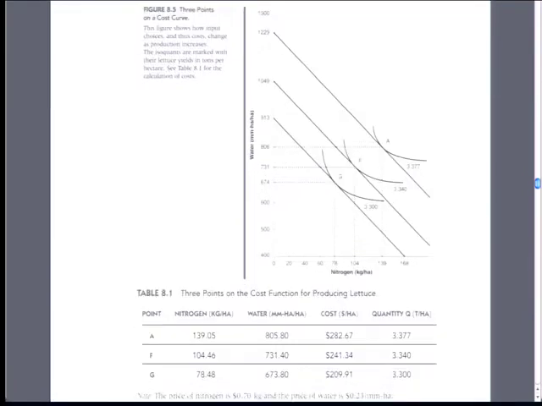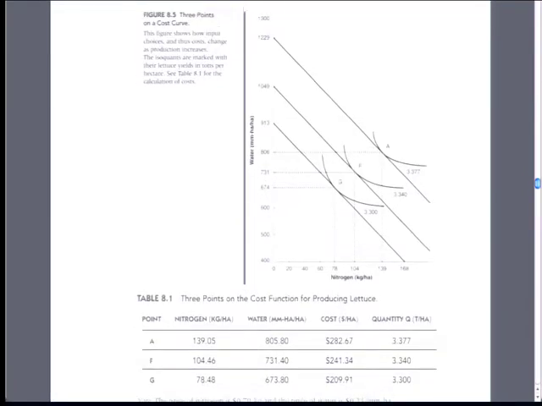And then just as we derived a demand curve with 3 different points, we can derive a cost curve. So here's our isoquants. Here's 3 different quantities of yield that we'll put in a table down here. And here's 3 different cost lines that will get us to these points. So this cost line is 209, this cost line is 241, this cost line is 282. And that's from a combination of water and nitrogen at their prices.